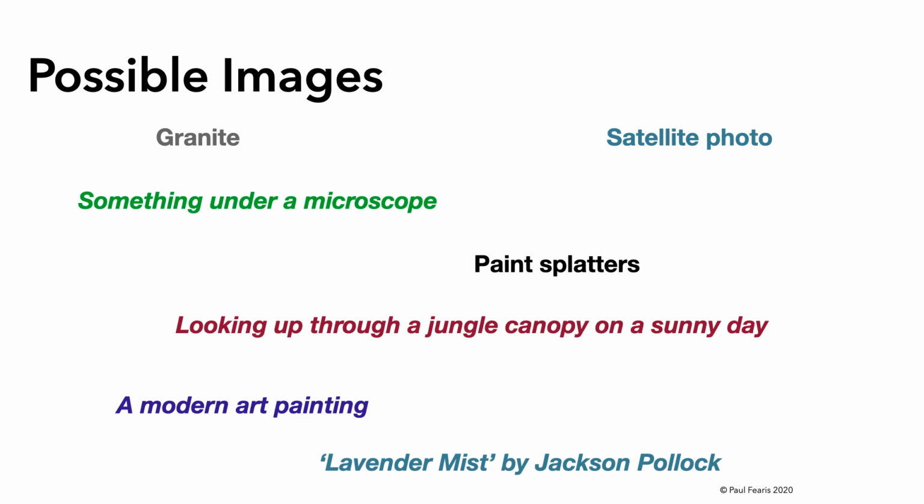Somebody once said to me, looking up through the jungle canopy on a sunny day. And other people will say, well, it's a painting. I've seen it before. It's a modern art painting. Some people might say, actually, that's Lavender Mist by Jackson Pollock. Kind of a lesson there that people see different things. Actually, that really is a painting, a modern art painting by Jackson Pollock.